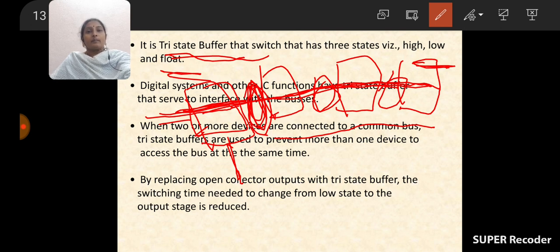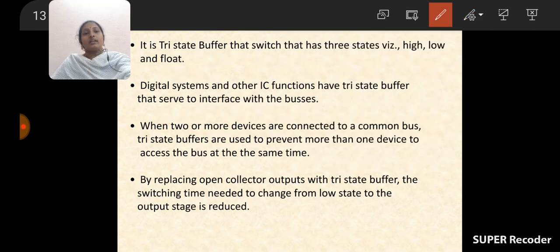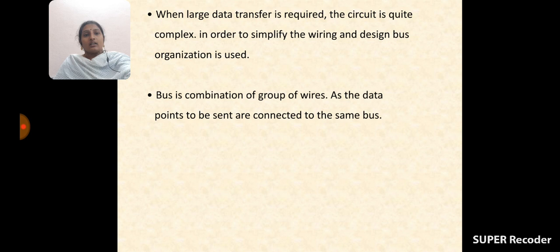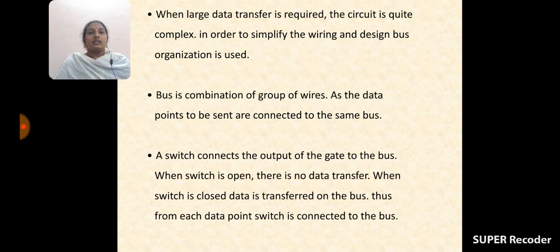And see here, by replacing open collector outputs with tri-state buffers, the switching time needed to change from low state to the output stage is reduced. By small modifications in the tri-state buffer using collectors, the output may be increased. And when large data transfer is required, the circuit is quite complex. In order to simplify the wiring and design, the bus organization is used.